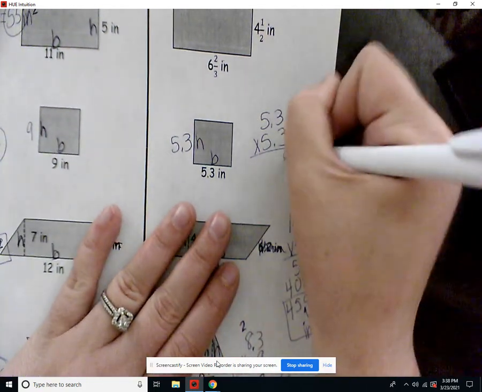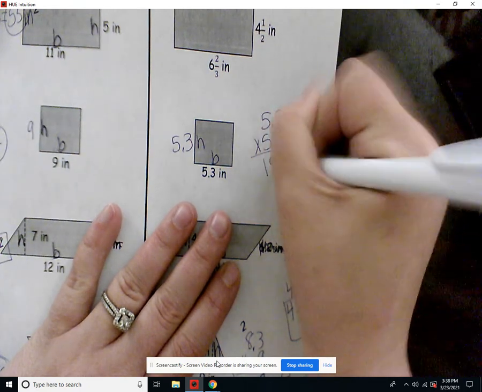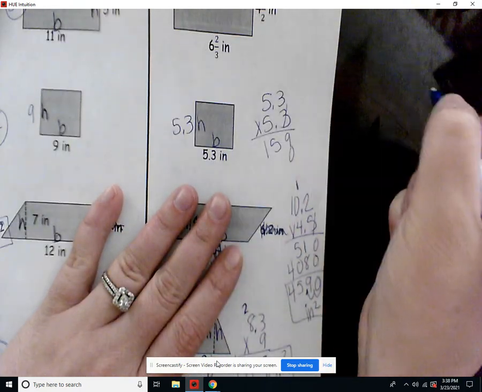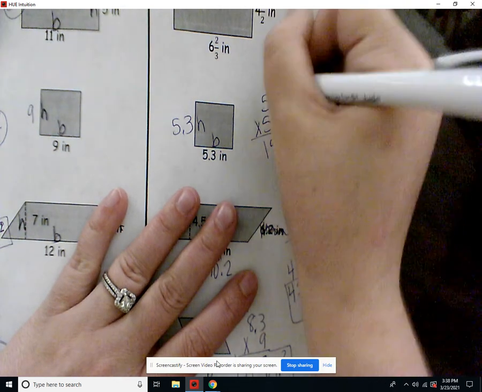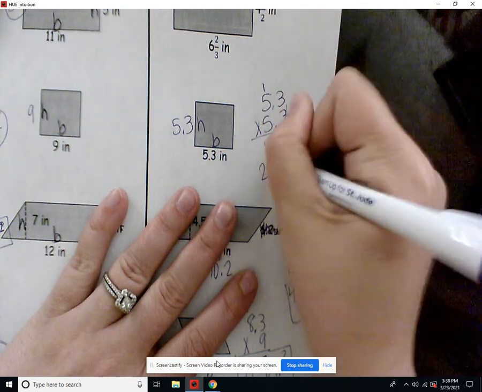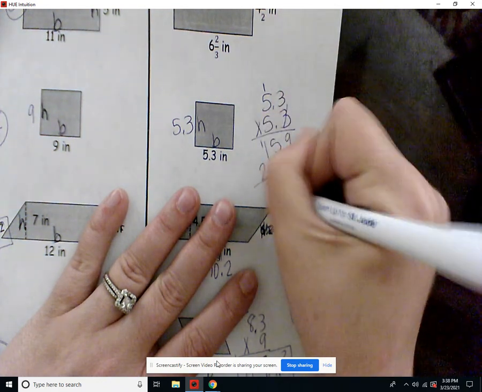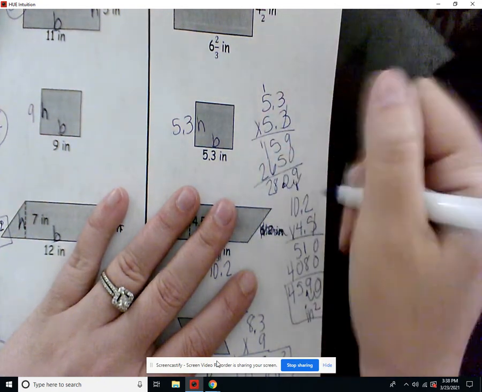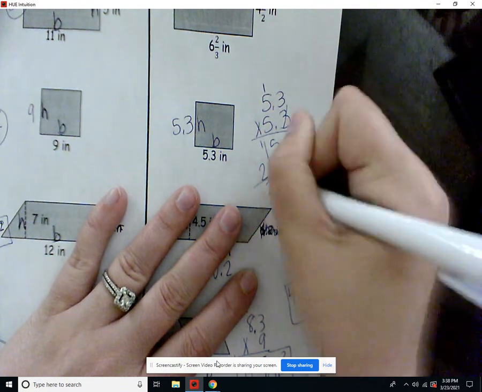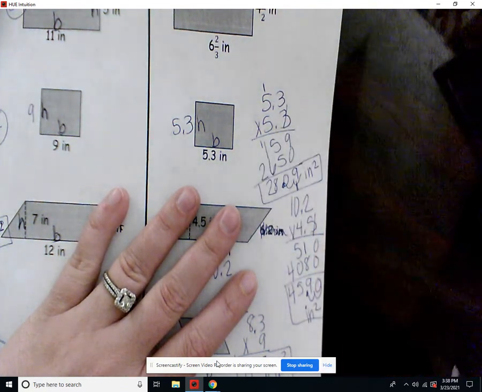So 3 times 3 is 9. Next, 5 times 3 is 15. And then go to the next row. 5 times 3 is 15. Carry your 1. 5 times 5 is 25 plus 1 is 26. And then we're going to add, move our decimal over twice. We get 28.09 inches squared.